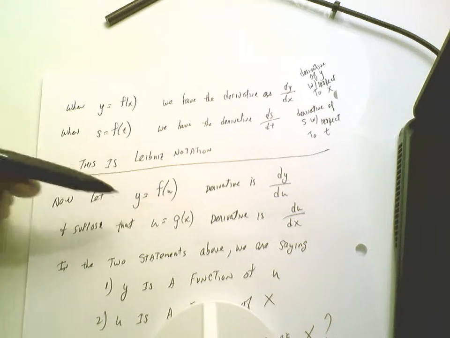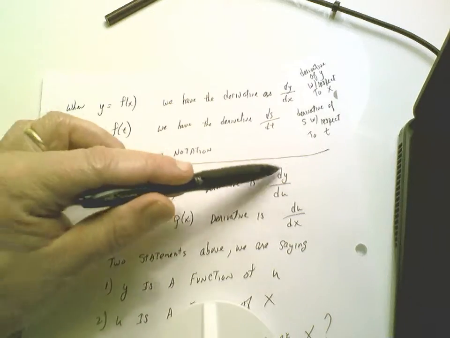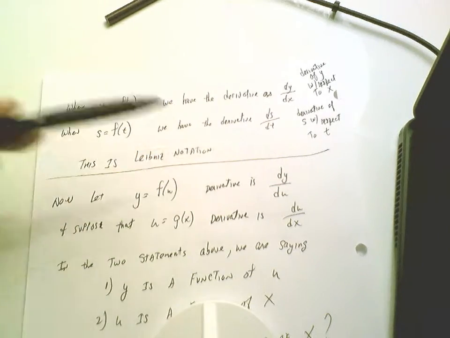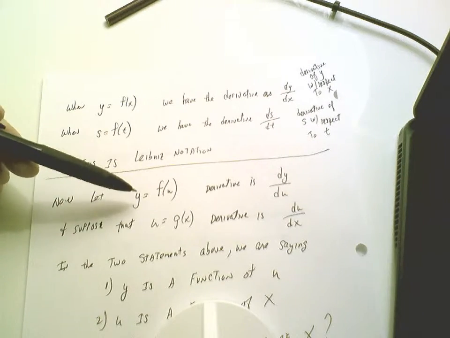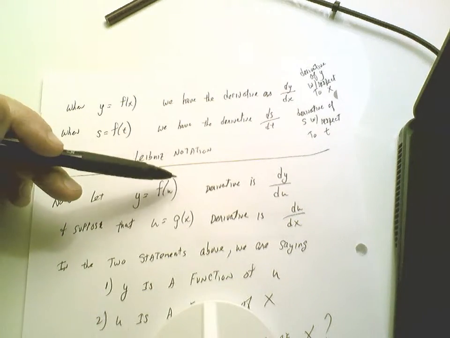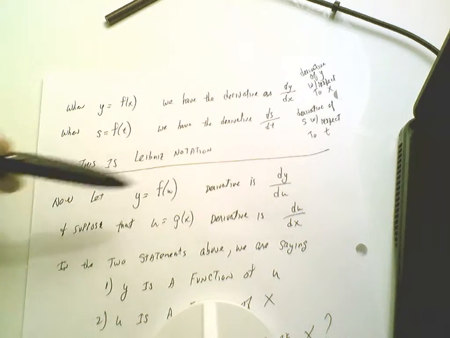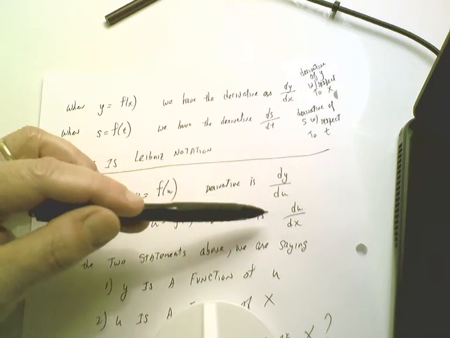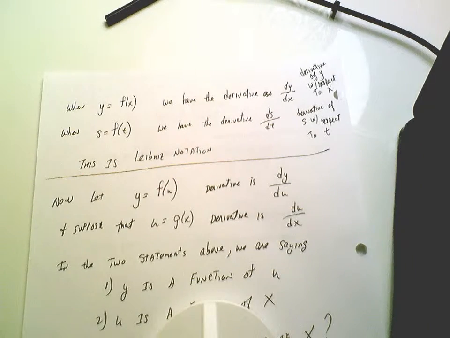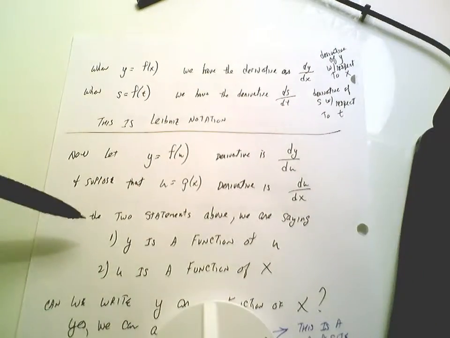Y equals f of u. The derivative of that would be written as dy du, y with respect to u. And now I want to compound things, and I want to say y is a function of u, but in turn, u can be written as a function of g. So I'm going to say u equals g of x, and the derivative of this function happens to be du dx.